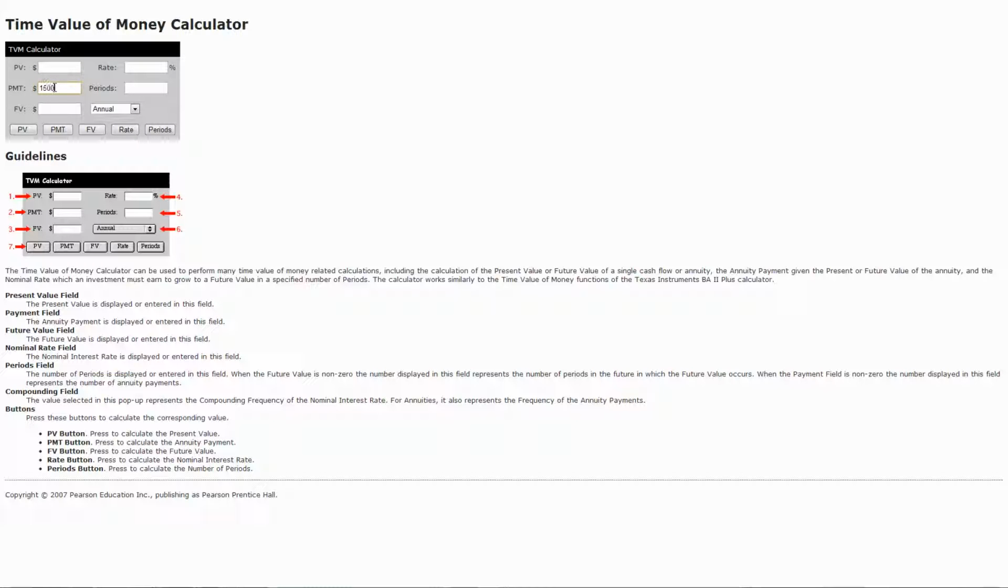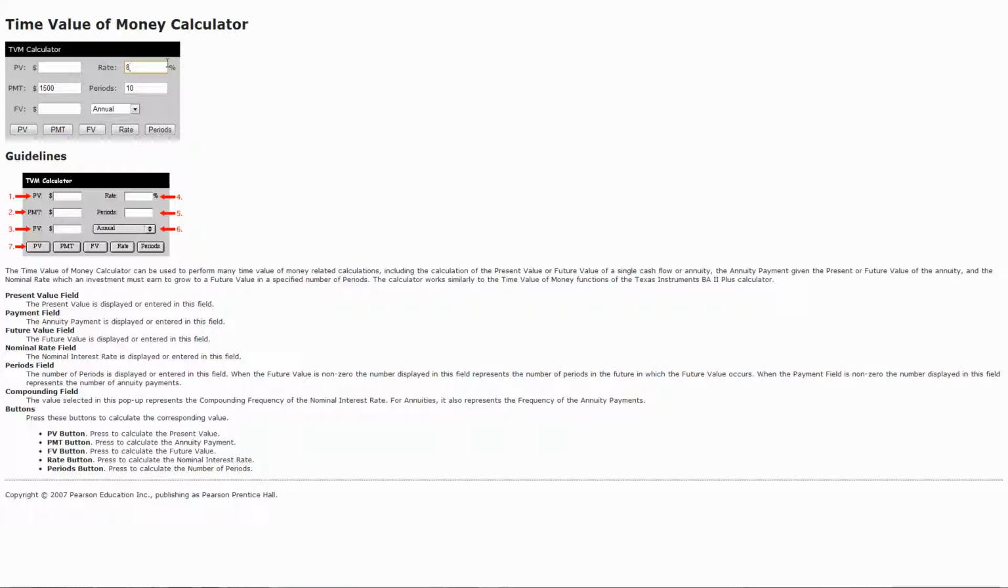Since you're putting it aside every year, that makes it a payment or an annuity. And you're going to do that for, let's say, a decade, so 10 years, and you're going to earn 8%. Note that I could put any rate in here. If it's 8.5% on your particular problem or 9.3% on your problem, you can type in specific interest rates out to a couple of decimal points.